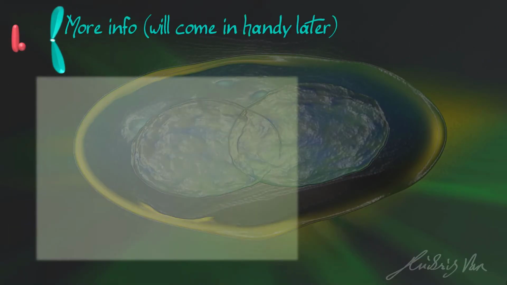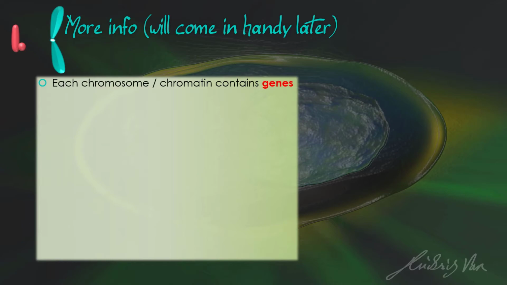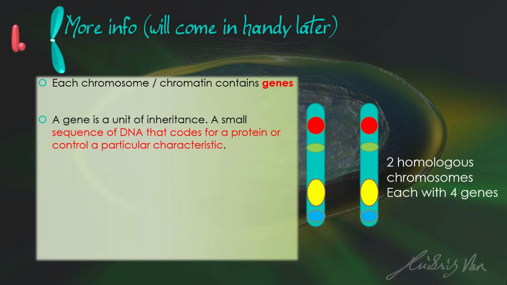Lastly, let's go through some information that will come in handy because it is needed to appreciate the term genetic variation. Each chromosome or chromatin actually contains genes. What are genes? A gene is a unit of inheritance, a small sequence of DNA that codes for a protein or controls a particular characteristic. The previous example that I have given is your blood group. It can also control your eye color, your hair color, whether you are blonde or brunette.